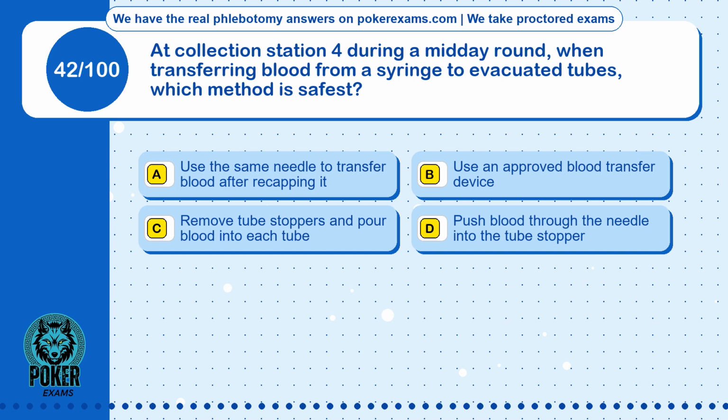Question 42. At collection station 4 during a midday round, when transferring blood from a syringe to evacuated tubes, which method is safest? Option A. Use the same needle to transfer blood after recapping it. Option B. Use an approved blood transfer device. Option C. Remove tube stoppers and pour blood into each tube. Option D. Push blood through the needle into the tube stopper.